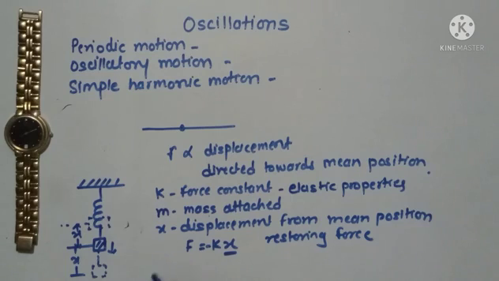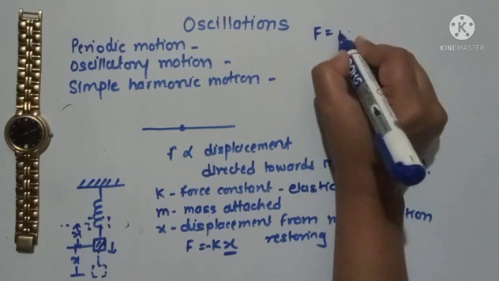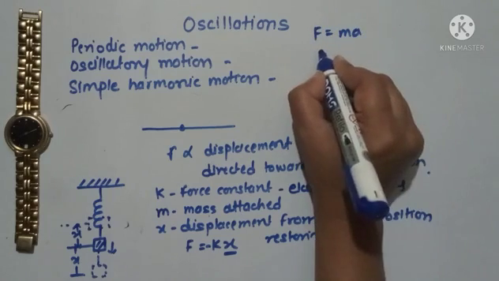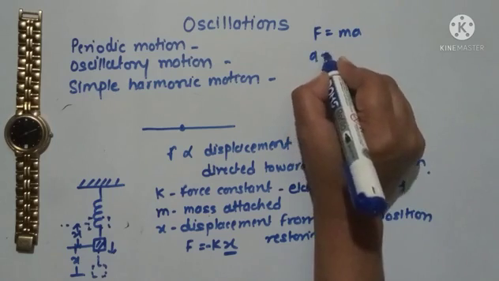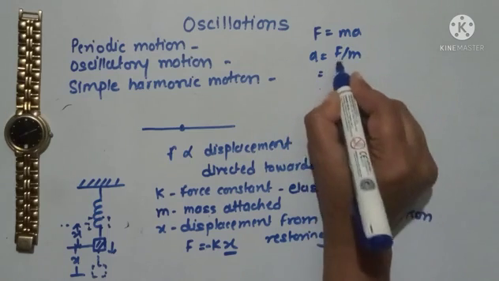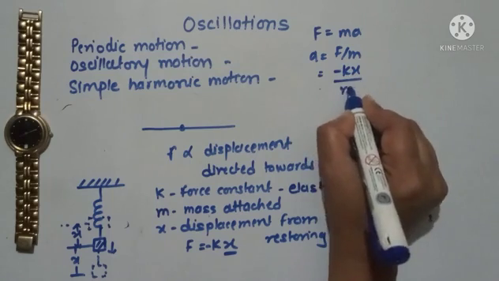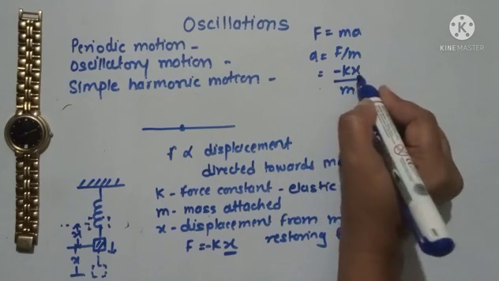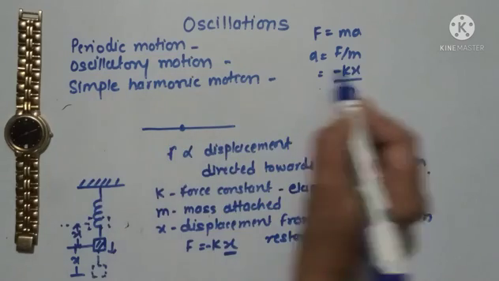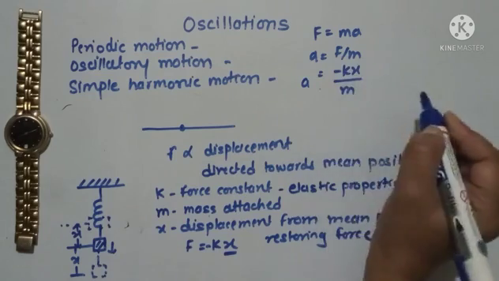Now, according to Newton's second law, we know that F is equal to mass into acceleration. So I can write that a is equal to F upon m, so a is equal to minus k x upon m, as this force is a restoring force and as we are dealing with simple harmonic motion, so we have put the value of F as minus kx.